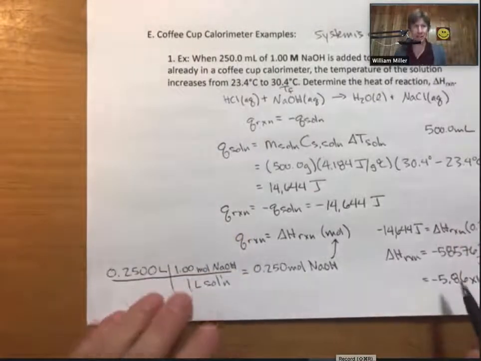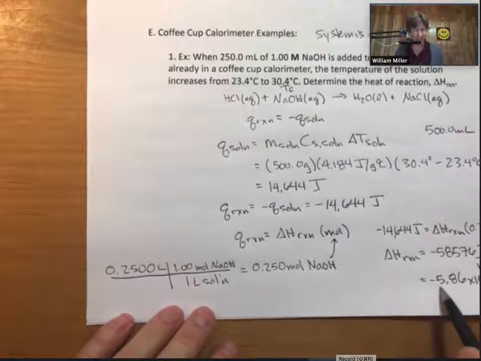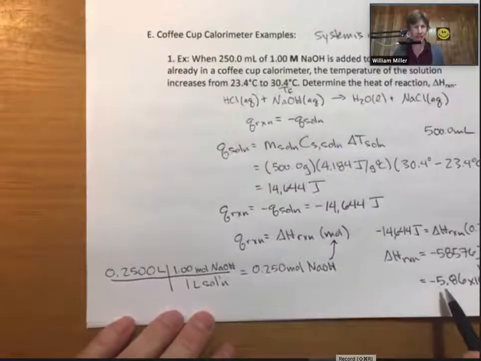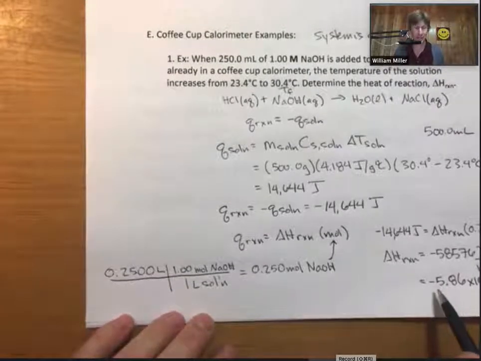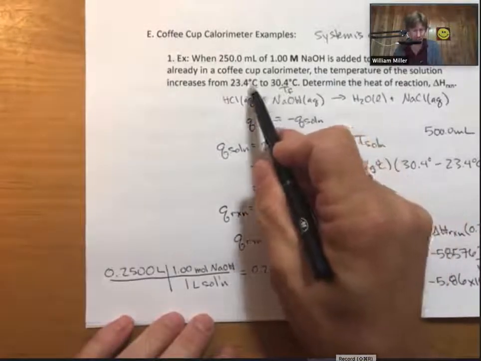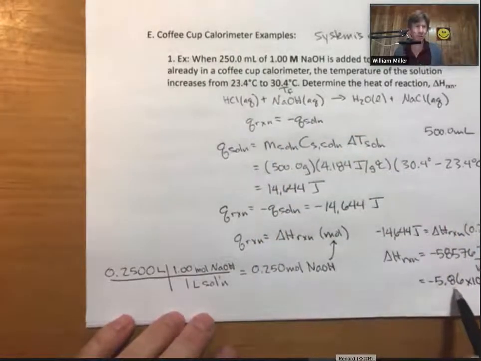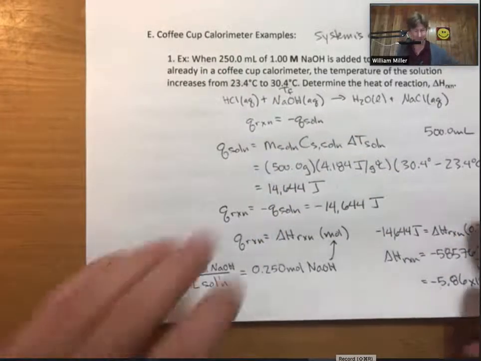Now, sorry, one other thing to say. So this delta H is negative because the reaction is exothermic. An exothermic reaction heats up the solution, so positive temperature change for the solution means negative value for delta H reaction.